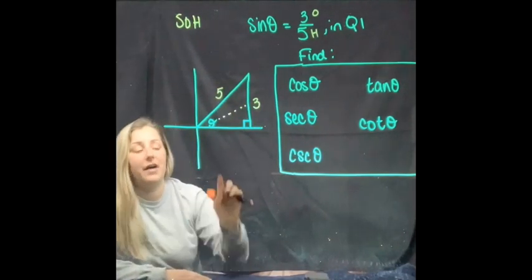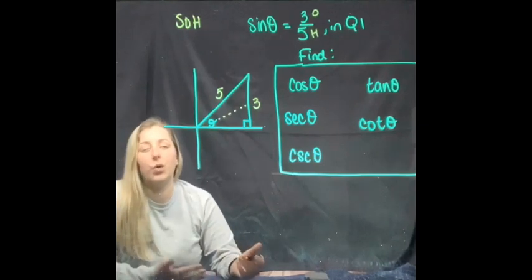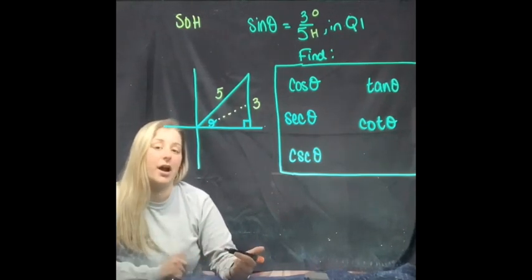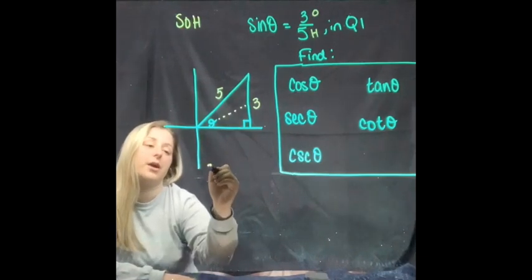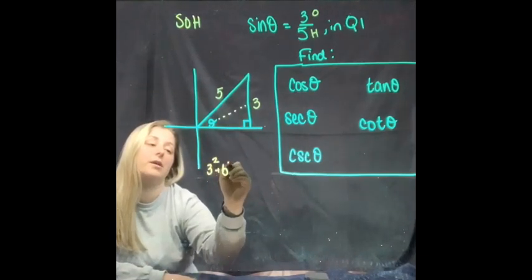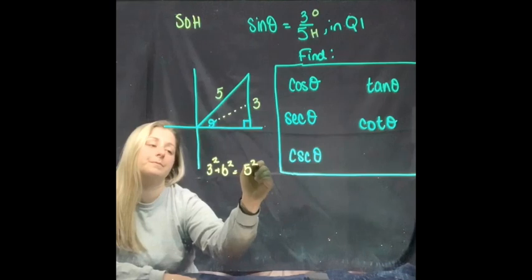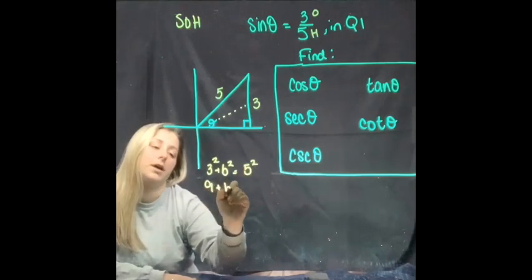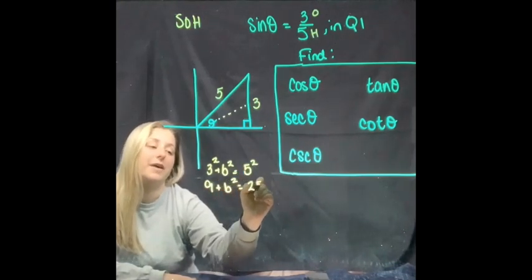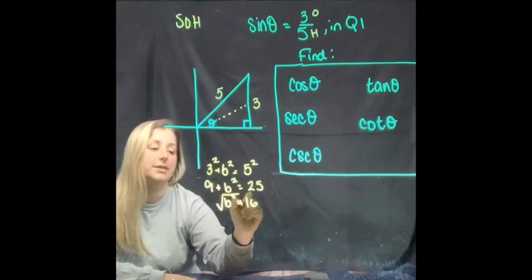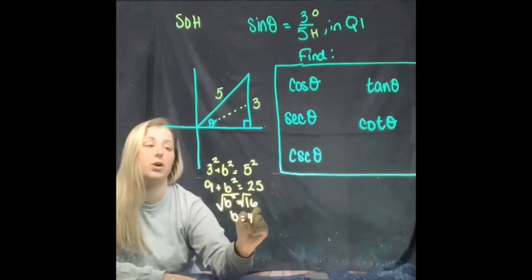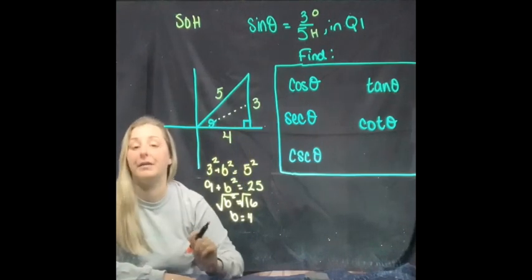Now, we do have to find this other missing length, and we should know that it's a 3, 4, 5 triangle, but if we don't, we can always use the Pythagorean theorem to find it. So you've got 3 squared plus b squared is equal to 5 squared. 9 plus b squared is 25. Subtracting that out, we have b squared is 16. Taking the square root, b is 4. So remember, 3, 4, 5 triangle.